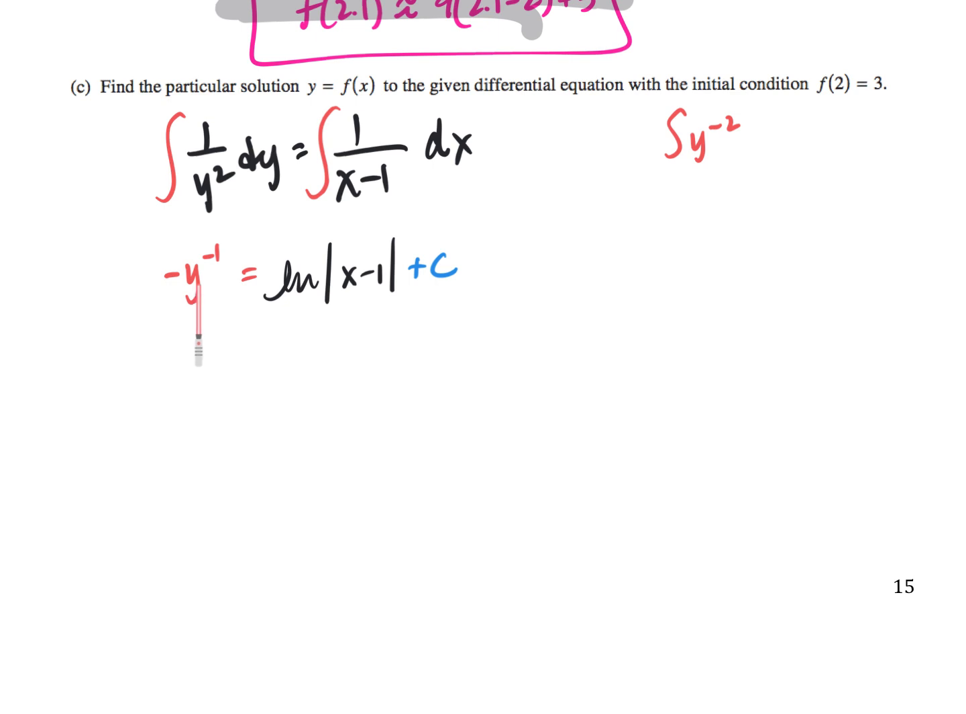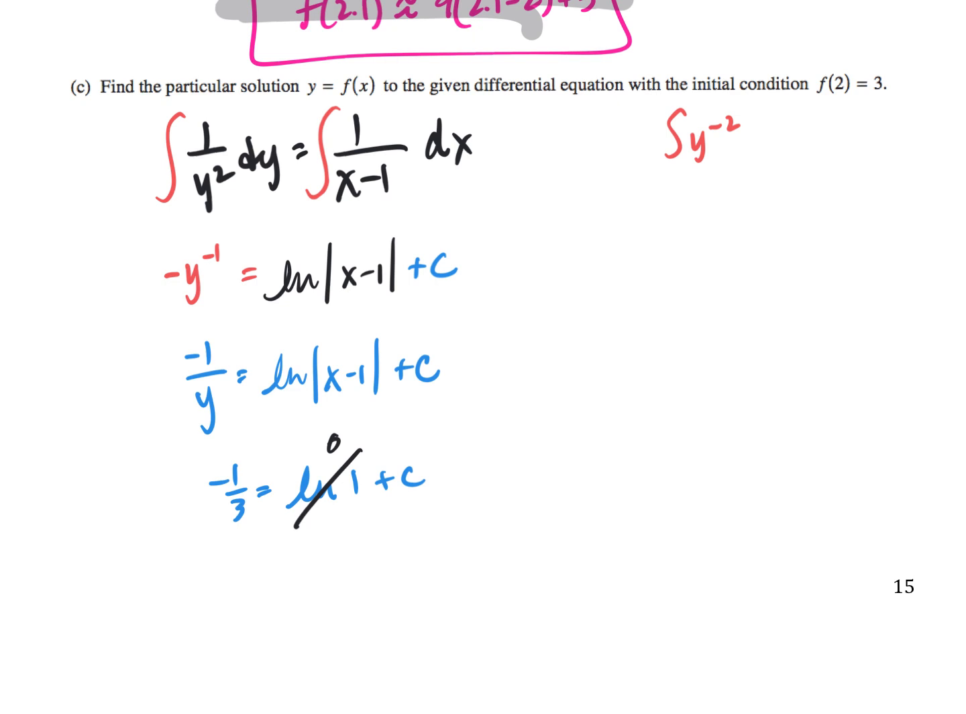How could I rewrite this to make my life a little easier, because I'm about to plug in a point to it? -1 over y to the first, right? Just rewriting it really helps us plug in a number. Let's plug in my x and my y. What am I going to have over here when I plug in this point? -1/3. Good. -1/3 is my natural log of 2 minus 1, which is just 1. What's the natural log of 1? Very good. That thing's gone.